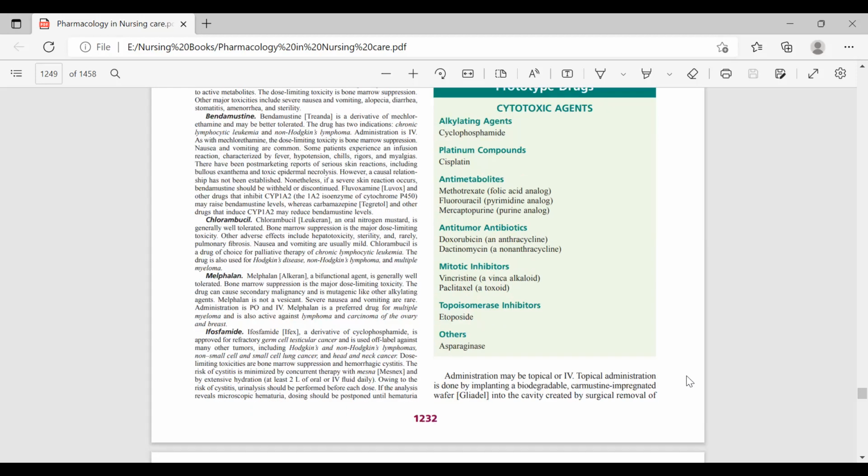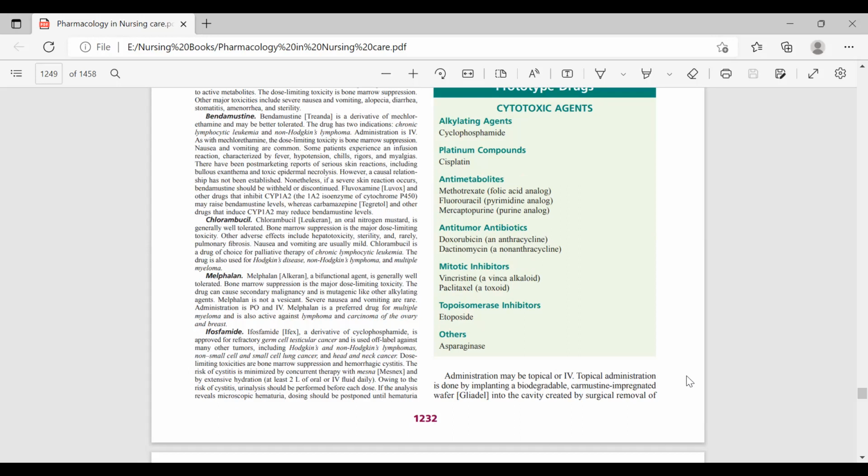Now come towards ifosfamide. Ifosfamide is a derivative of cyclophosphamide, and it is used to treat refractory germ cell testicular cancer, and off-label against tumors including Hodgkin's and non-Hodgkin's lymphoma, non-small cell and small cell lung cancer, and head and neck cancer. Dose limiting toxicities include bone marrow suppression and hemorrhagic cystitis.